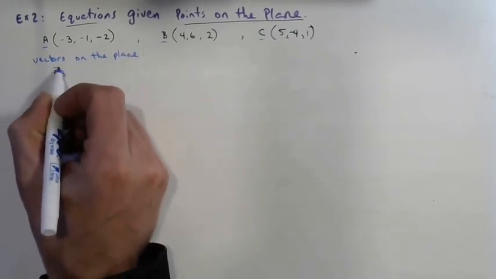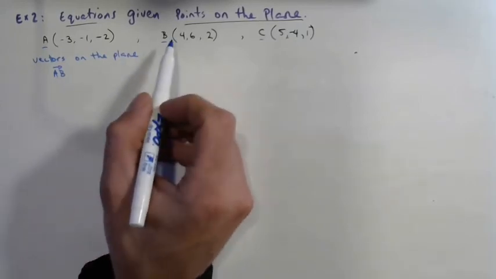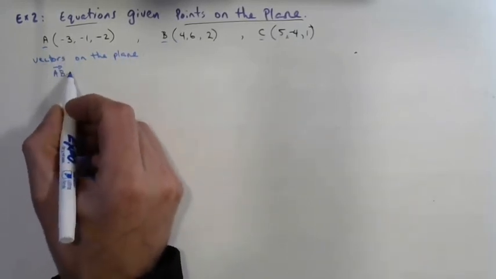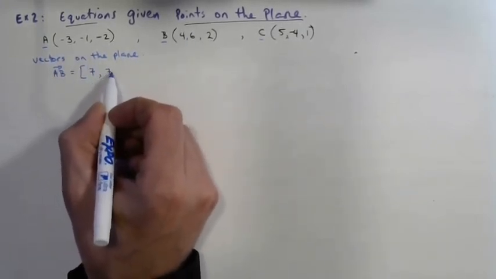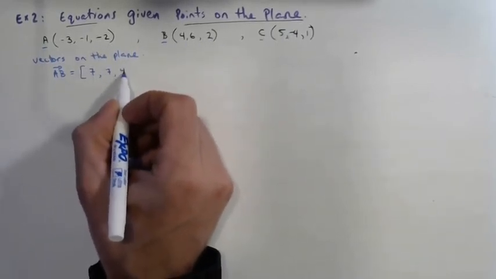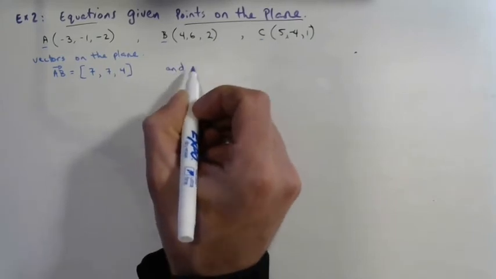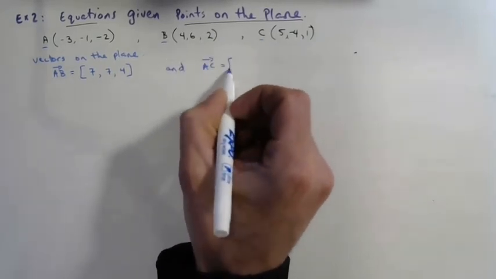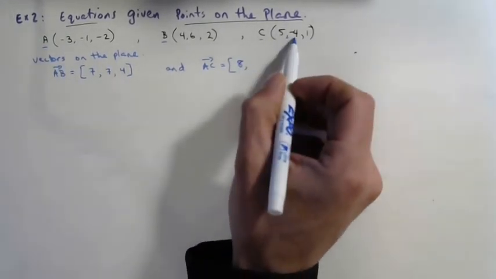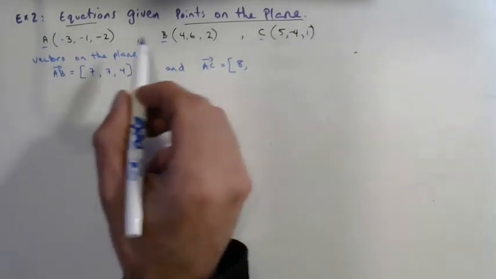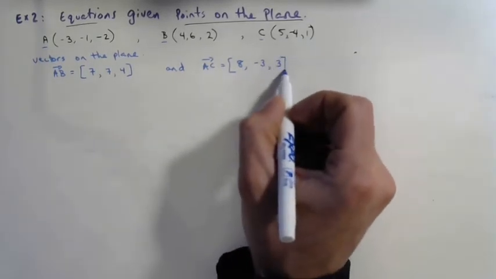We're going to get AB. In order to find AB, I would be going 4 minus negative 3, which is 7, 6 minus negative 1, which is 7, and 2 minus negative 2, which is 4. So the vector AB is on the plane. Let's get AC. AC, I've got 5 minus negative 3, that's 8. Negative 4 minus negative 1, that's negative 4 plus 1, that's negative 3. And 1 minus negative 2, that's positive 3.